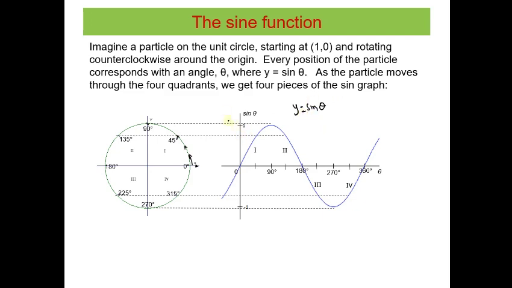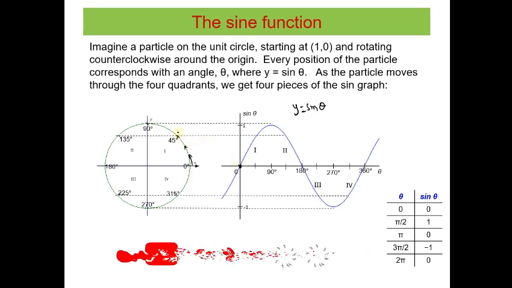When the particle is moving along this side, this is the relation you get. So let's do something. When the particle was at 0, sine 0 will be 0, so that corresponds to this side, right? When the particle is at pi over 2, that's 90. Sine 90 is 1, so that corresponds to the top part here. And when the particle reaches this side, sine 180 is 0, so that corresponds to the 0 side over here.